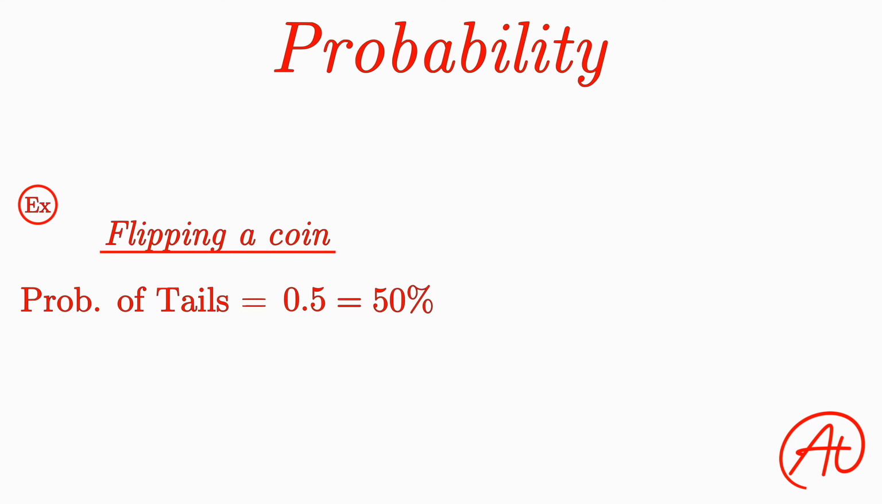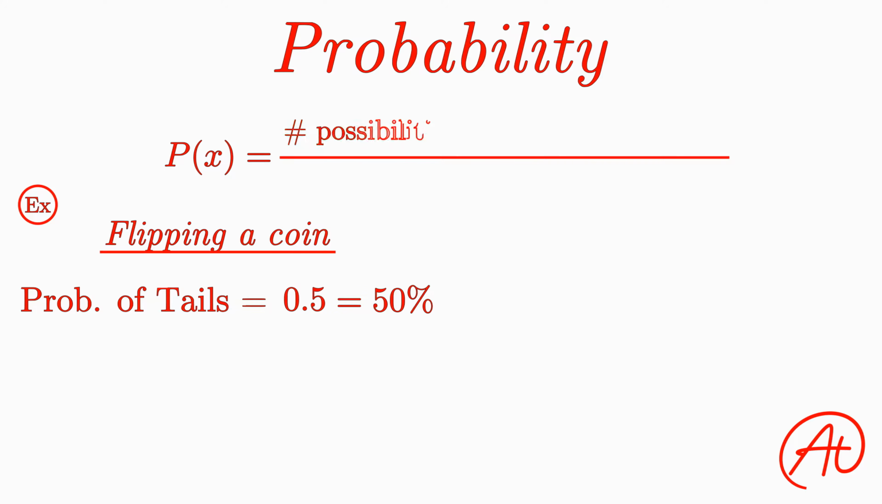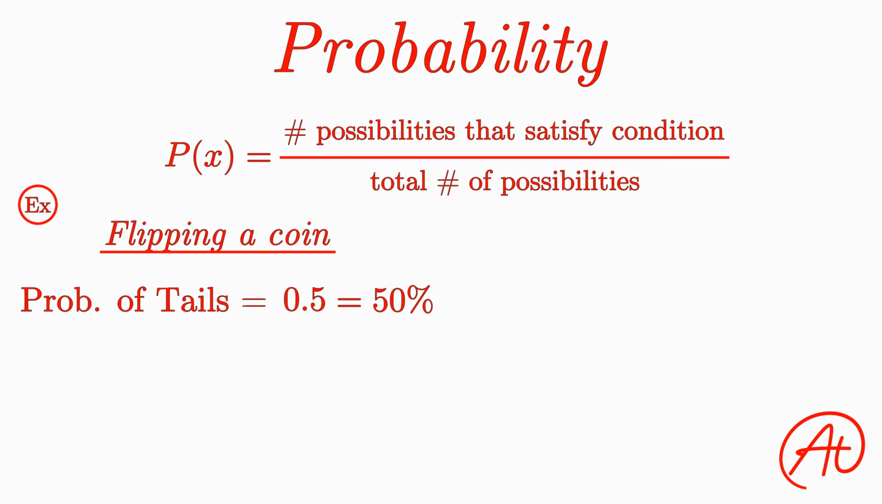To see where this comes from, let's look at a simplified formula for probability. To calculate the probability of a random event x, which we can write like this, you would find the number of possibilities that satisfy that event or condition, and divide it by the total number of possibilities that exist.